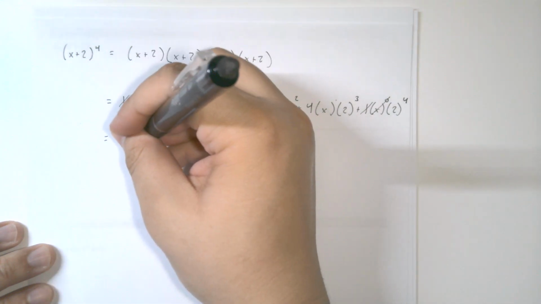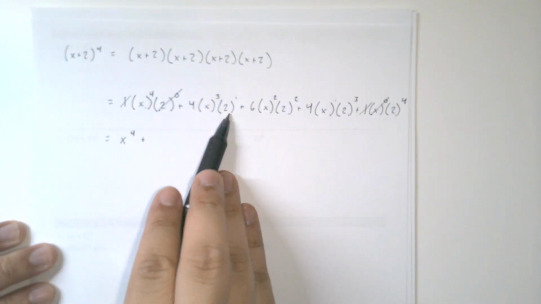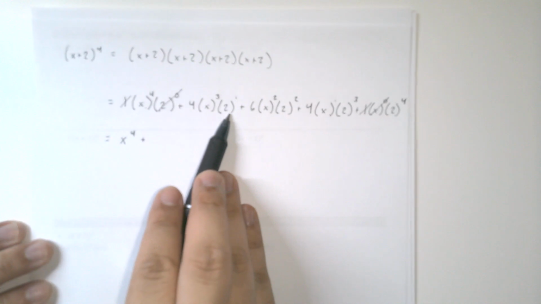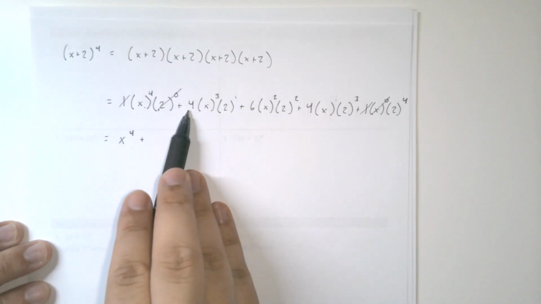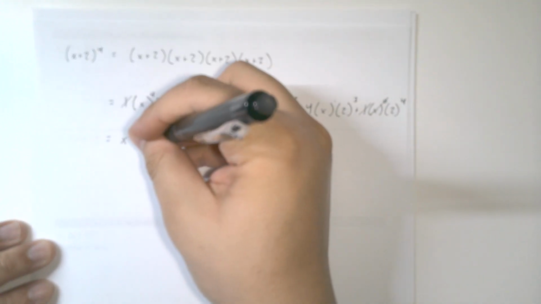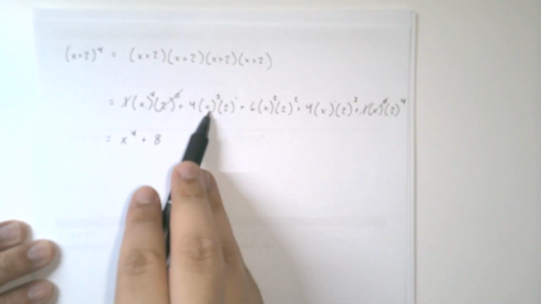The next term we have is 2 to the first, which was just 2. So 2 times 4, which is 8. And then x to the third.